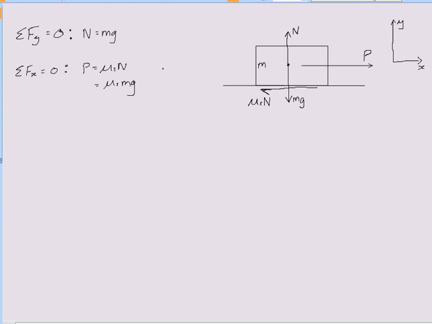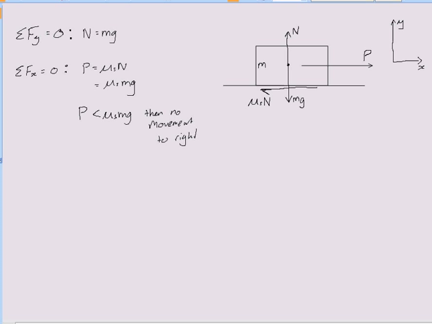But let's also evaluate what this means some more. This right here represents an upper limit for what P can be in order for the block not to move. We know that if P was even less than this, but still greater than 0, then the block wouldn't move either. So in fact, we can say that if P is less than mu_s mg, then the block will not move to the right. So I'll just put: then no movement to the right.